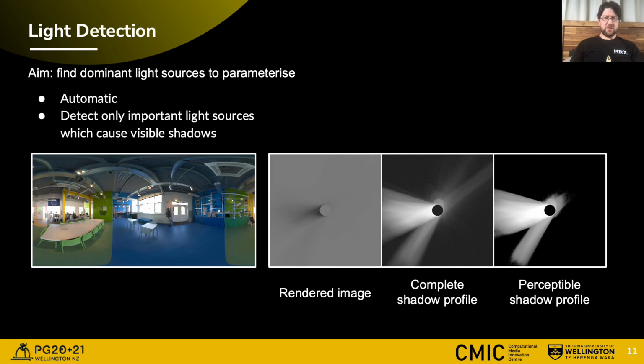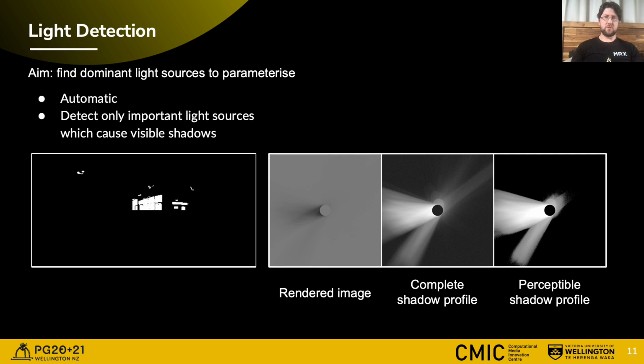The first stage is to create a rendered image, which is a cylinder on a ground plane observable from a top-down perspective camera. We then convert that to a complete shadow profile image and then threshold shadows that are not perceivable from the human eye. The goal is then to select pixels from the Radiance map that only contribute to the perceivable shadows. This effectively gives us the most dominant light sources that created those perceivable shadows. This results in this mask here.